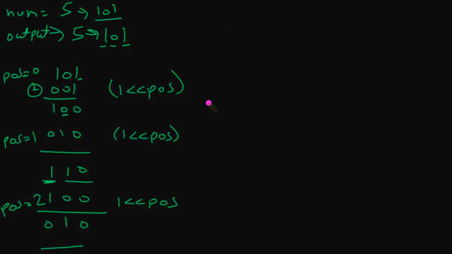But the problem is, in memory, if we want to store 5 in 4-bit representation, it will be represented as 0, 1, 0, 1, not as 101 only. So there will be a 0 appended on the left-hand side. And if we flip all the bits, the output will become 1010, and that will be wrong.